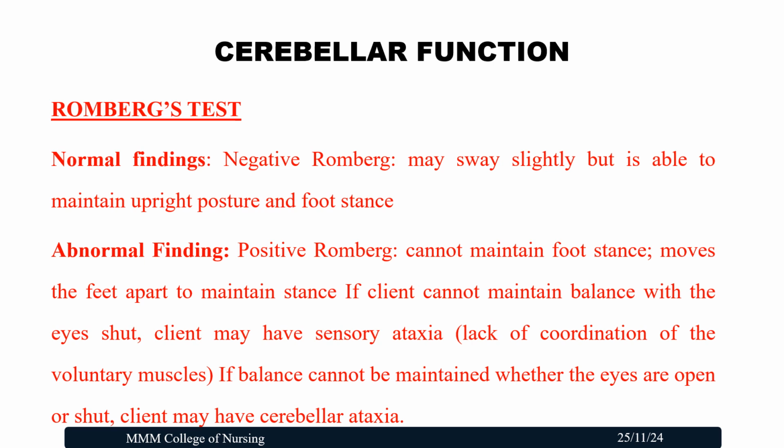What normal findings can be expected in the Romberg test? The patient has a negative Romberg, so may sway slightly but is able to maintain the upright posture and foot stance. Abnormal findings like a positive Romberg: cannot maintain foot stance, moves the feet apart to maintain stance if the client cannot maintain balance with the eyes shut. The client may have sensory ataxia, a lack of coordination of the voluntary muscles. So if balance cannot be maintained whether the eyes are open or shut, the client may have a cerebellar ataxia.